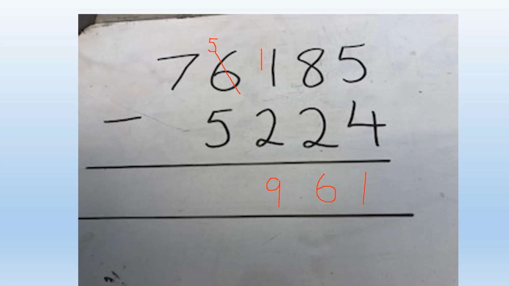So for the thousands now, 5,000 take away 5,000, we will be left with nothing. And 70,000 take away nothing is still 70,000. So the answer is 70,961. Well done if you got it right. If you made a mistake, never mind, just make sure you learn from it.